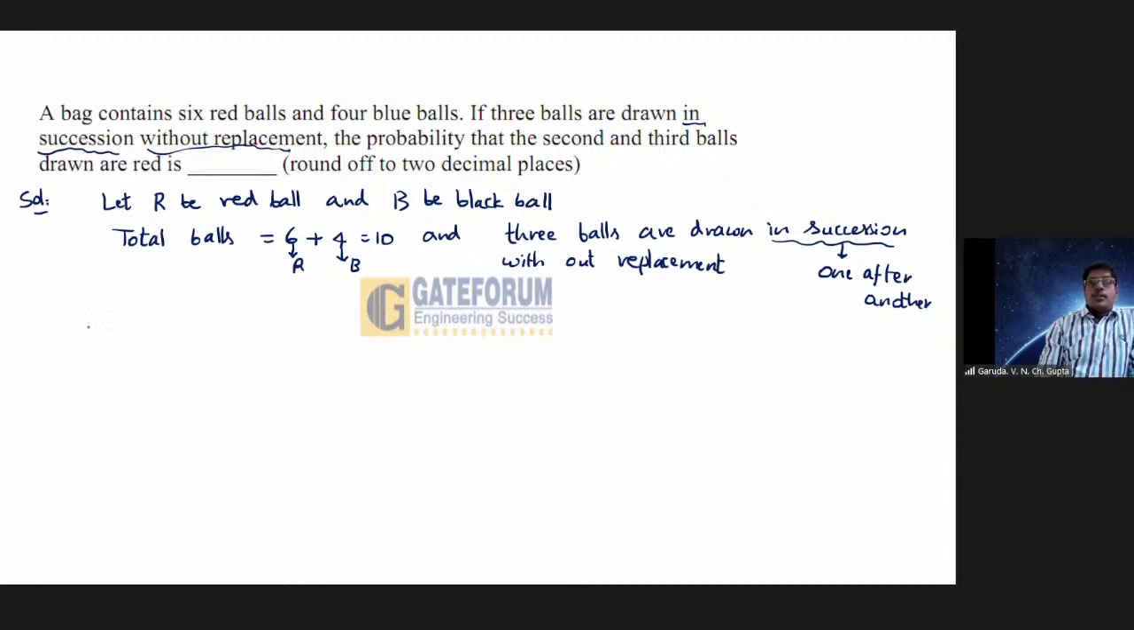Now, the probability that the second and third balls are red. So here, the first ball's condition has not been mentioned. For the second and third draws, the color of the ball is mentioned. The first drawn ball's color is not mentioned. So there are two cases. The first ball drawn is either blue or red, but the second and third ball colors are fixed, that is red. So here are two mutually exclusive cases.